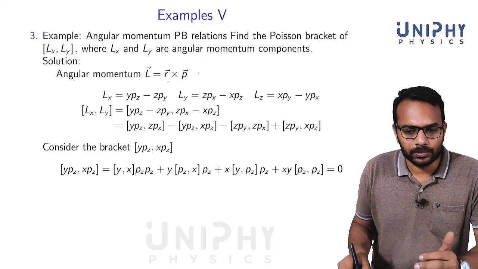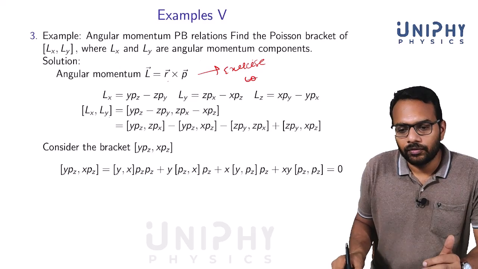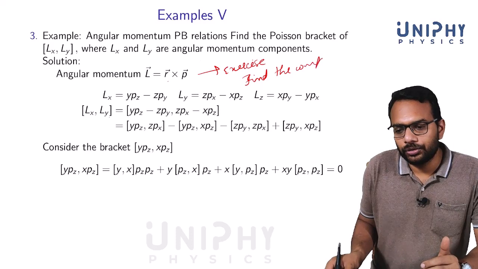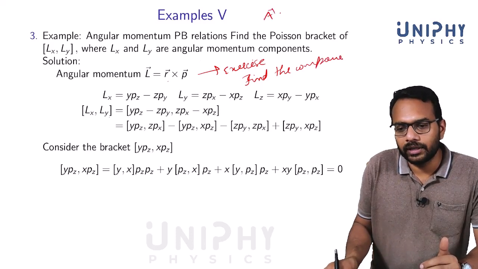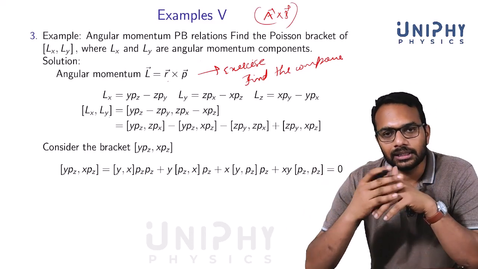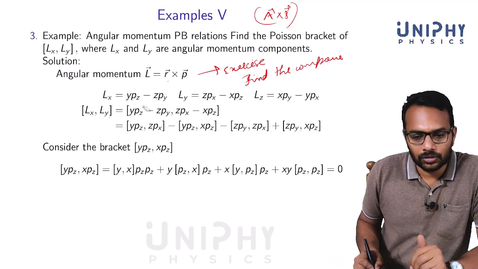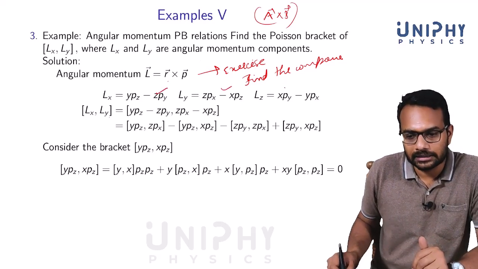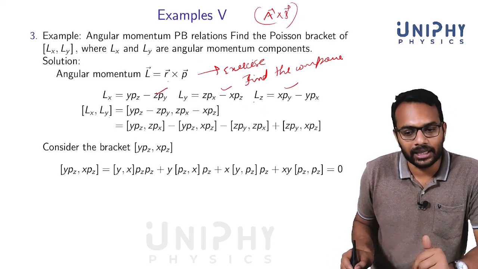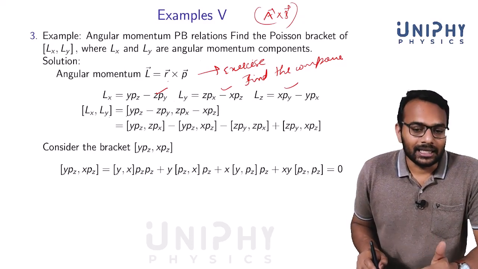I hope this is an exercise. Find the components. You know how to find the components of A vector cross B vector. You can either use the Levi-Civita symbol, or you can write down the determinant and find each component. So it's an exercise. I tell you that these are the three components of R cross P. R cross P is a vector, and I've written down the three components here, Lx, Ly, and Lz. So Lx with Ly, let's first find that.